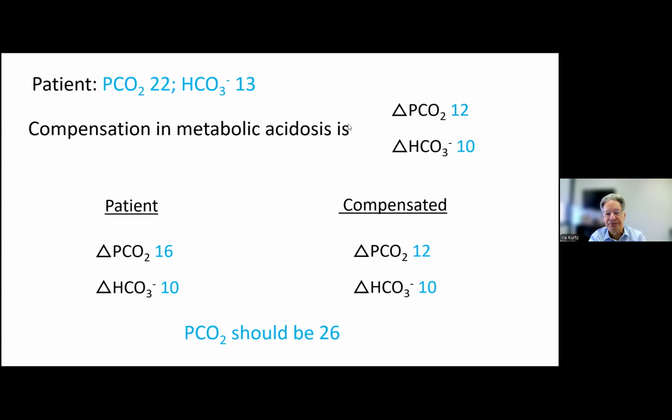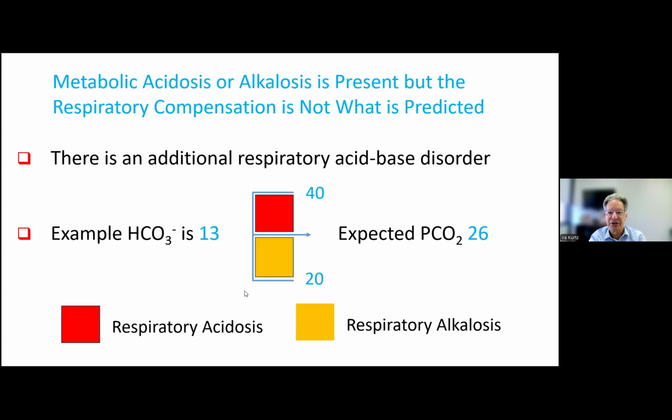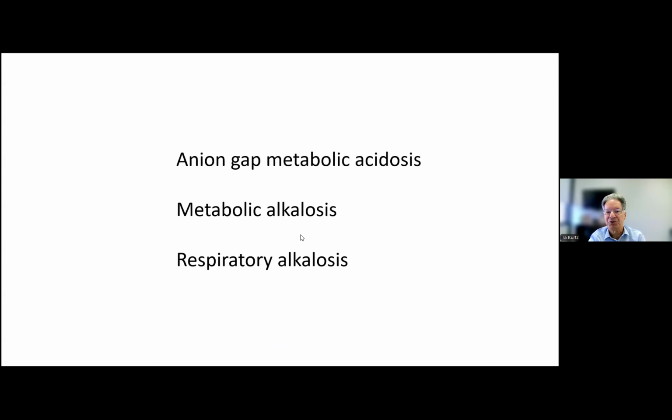Not 22. So the fact that it's 22 means, again, that we're dealing with the same sort of concept, that the expected PCO2 is 26. So everything above 26 becomes respiratory acidosis, and everything below 26 becomes respiratory alkalosis. So our patient also has a respiratory acid-base disorder. So the patient has a respiratory alkalosis in addition. The patient's hyperventilating to too great an extent.